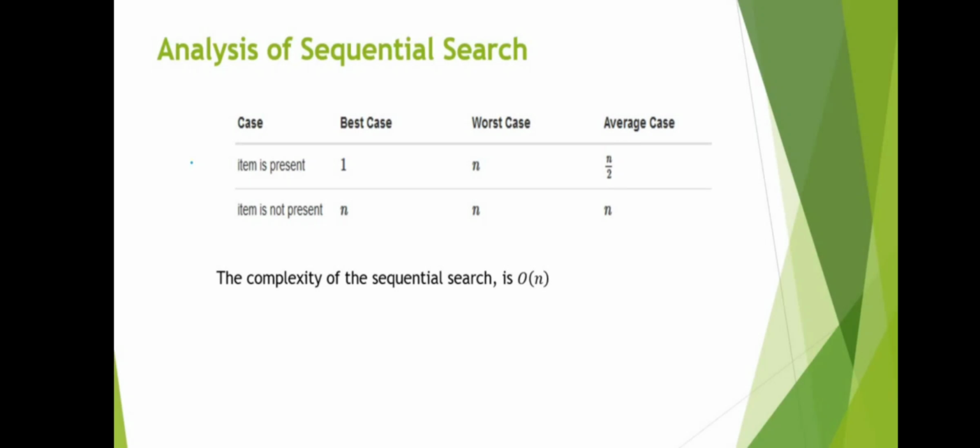Analysis of sequential search. There are 3 cases: best case, worst case, and average case. There are 2 situations: the item is present and the item is not present. For each of these, we consider the best case, worst case, and average case. Here is a list of n items, indexed 0 to n minus 1. In the best case, the item is found at the first position. In the worst case, we check all n items, and in the average case, about n by 2.